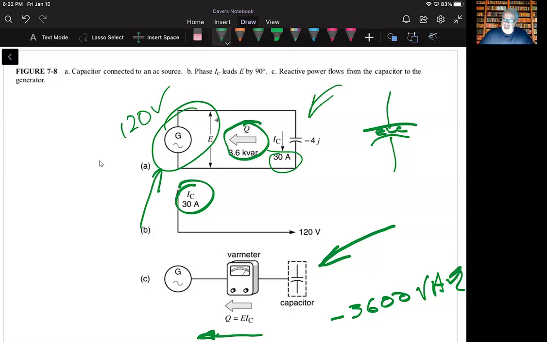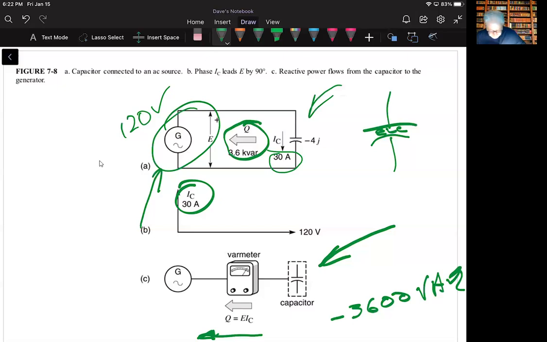Okay, and we need to have these definitions going forward. So we prefer sometimes to call it a receiver, the generator's receiver of active power. And in summary, a capacitive reactance always generates reactive power.